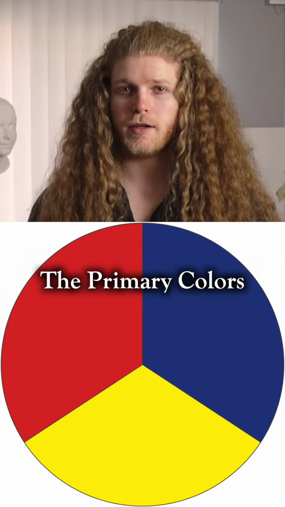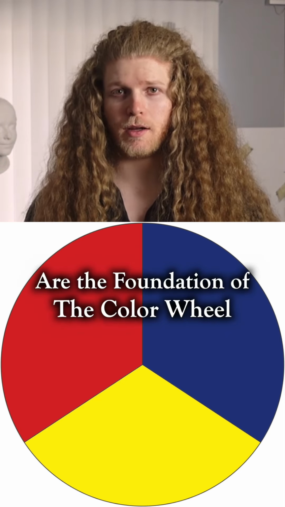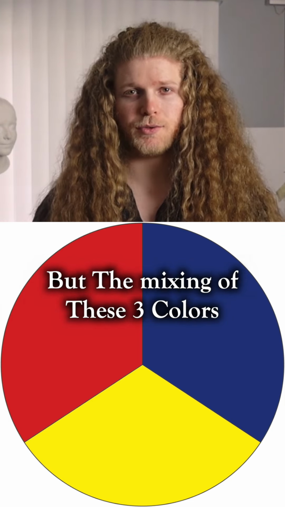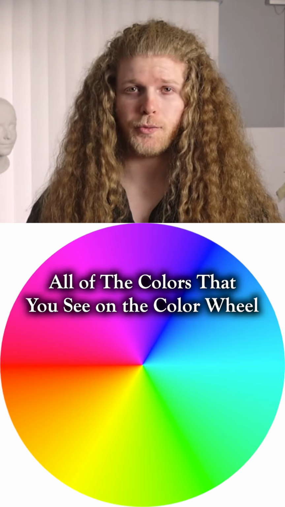The primary colors, red, yellow, and blue, are the foundation of the color wheel. Nothing can be mixed to create these three colors, and the mixing of these three colors is responsible for all of the colors that you see on the color wheel.